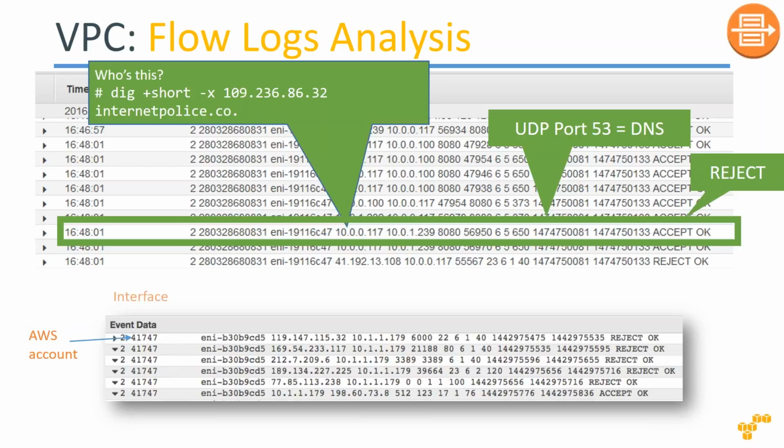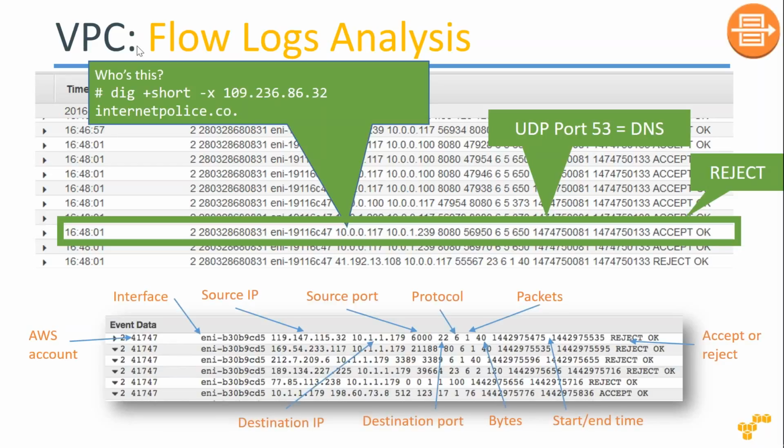Let us see that now. This is how the log format looks: the account number, followed by the interface, source IP, destination IP, source port, the protocol the incoming packet came in with, how many packets came in, and the number of bytes for the entire session for that entry, then the start time and end time, and finally whether your security group is accepting or rejecting that traffic.